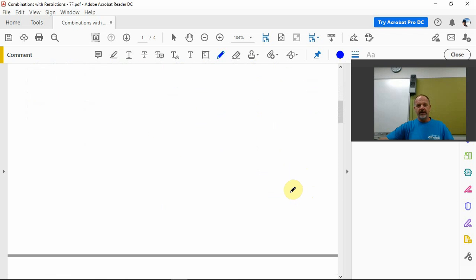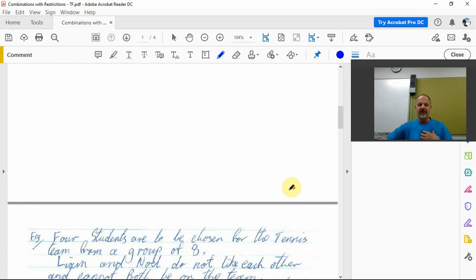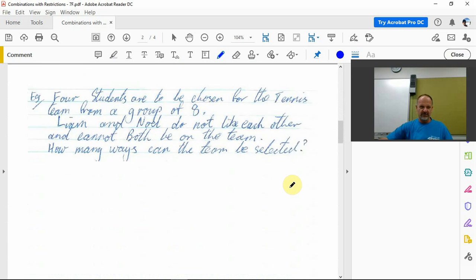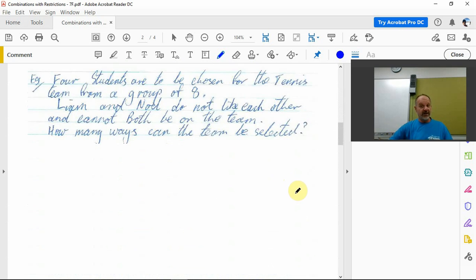All right, so that's if something has to be included, but then there might be something where you can't have a particular thing. So you want to exclude something. So for example, 4 students to be chosen for the tennis team from a group of 8. Well, you would think, okay, 8 choose 4. But you get a problem. Liam and Noel do not like each other and cannot both be on the team. How many ways can the team be selected?